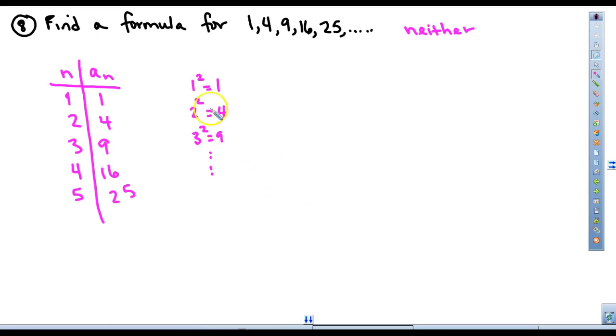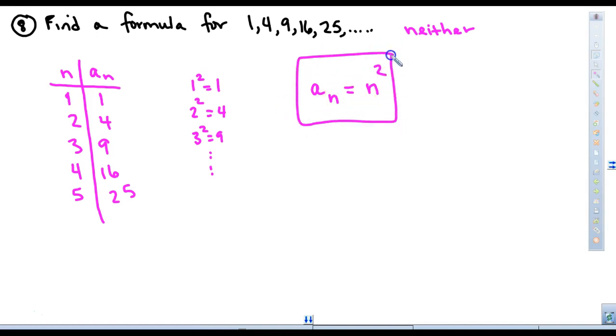Okay? So what you've got here is this is your a sub n, whereas this is your n. So in order for you to get a sub n, you have to take n and square it. So this is your formula right here.